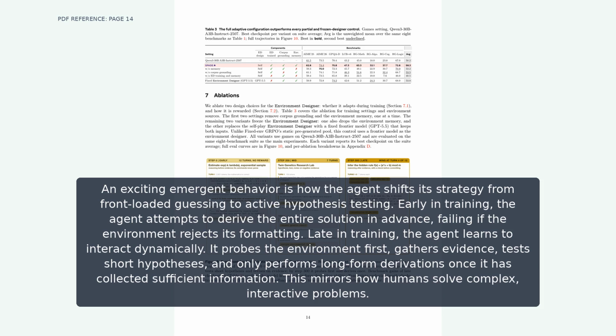An exciting emergent behavior is how the agent shifts its strategy from front-loaded guessing to active hypothesis testing. Early in training, the agent attempts to derive the entire solution in advance, failing if the environment rejects its formatting. Late in training, the agent learns to interact dynamically. It probes the environment first, gathers evidence, tests short hypotheses, and only performs long-form derivations once it has collected sufficient information. This mirrors how humans solve complex, interactive problems.